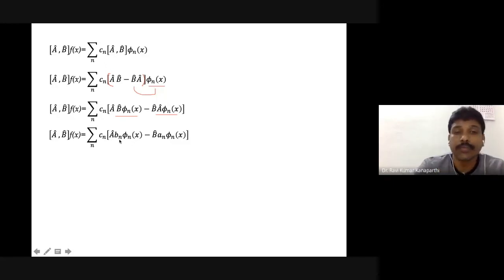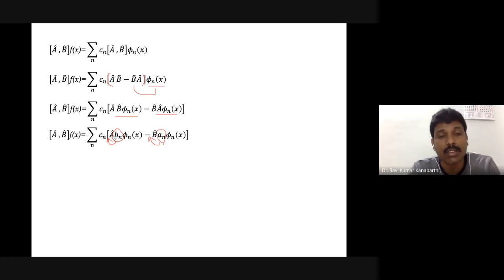Now in this relation again, I can say that this Bn is an eigenvalue, and eigenvalues are real numbers, so they do not affect the operator. So you can move it to the other side of the operator, which is something you can do.